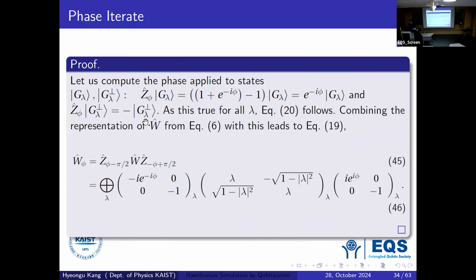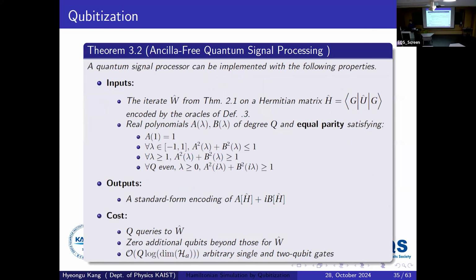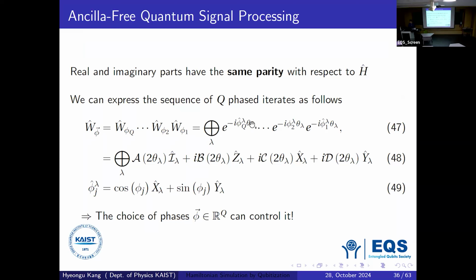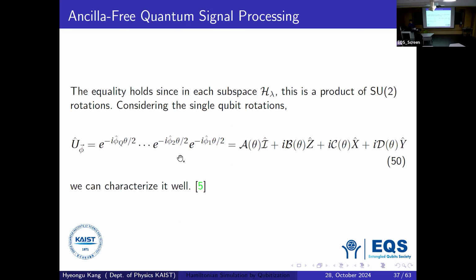This is the proof, and as you can see, it is again a direct calculation demonstrating that it holds. The lambda again means the lambda subspace. And now this is the theorem that we want to prove. Remember the equal parity. So we can express the Q phase iterate as follows. It is very similar to the unitary, the single qubit rotations.